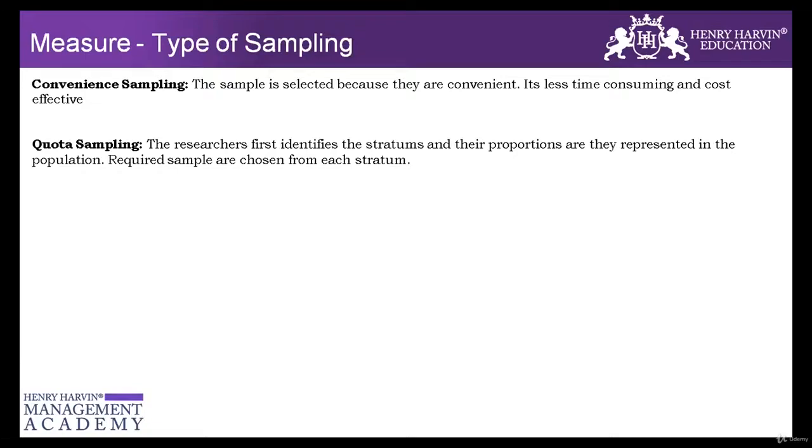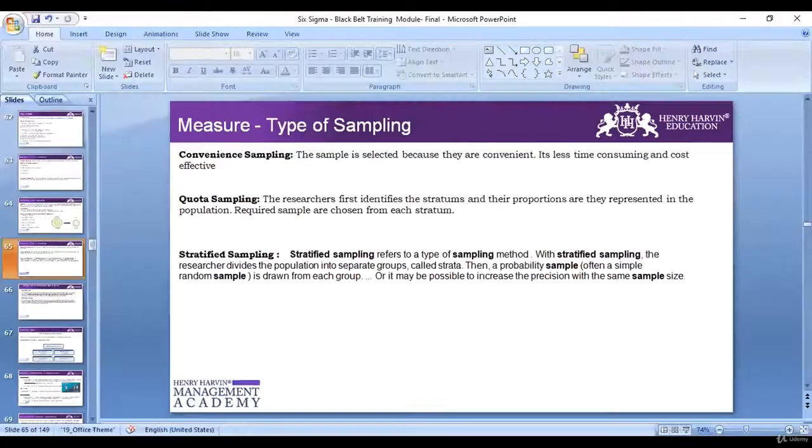The most effective sort of sampling is known as quota sampling. However, there is another layer to it which we'll talk about. Quota sampling basically means we identify the strata and the proportion they represent in the population, and on that basis we do the quota sampling. So let's take an example of quota sampling here.